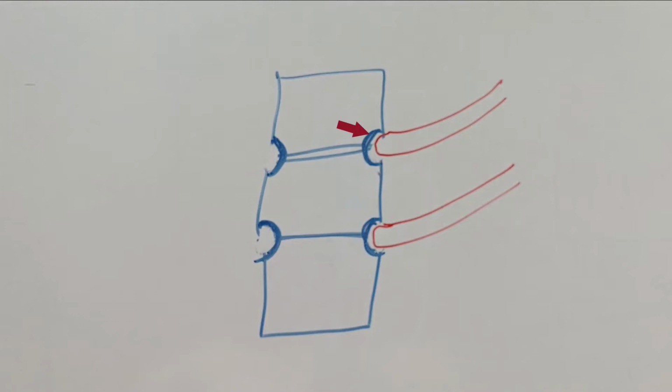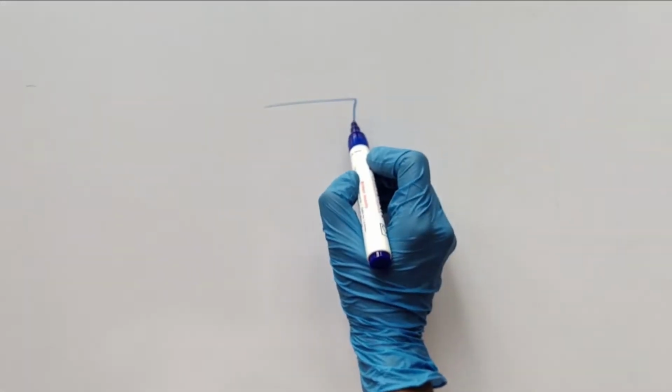Here is the inferior costal facet of this vertebra, and here is the superior costal facet of this vertebra, and together they form this notch. The inferior costal facet of the vertebra above together with the superior costal facet of the vertebra below forms a notch to which the heads of ribs articulate. For example, let's consider the thoracic vertebrae T6, T7 and T8.